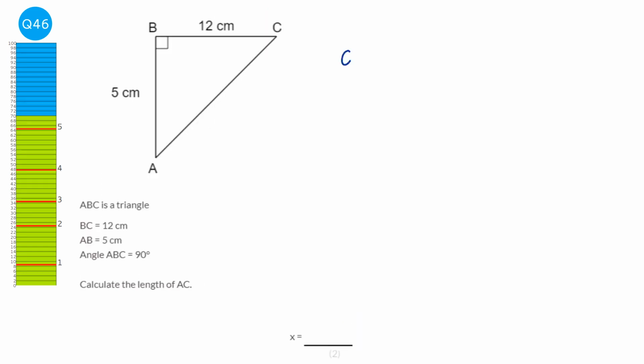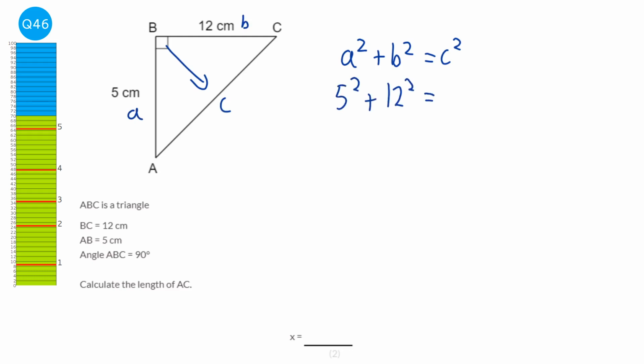So Pythagoras says that a squared plus b squared equals c squared, and the c is the one opposite the right angle. So I'm going to label this a and b, so it would be 5 squared plus 12 squared equals c squared, 25 plus 144 is equal to c squared, and then 25 plus 144 is 169.